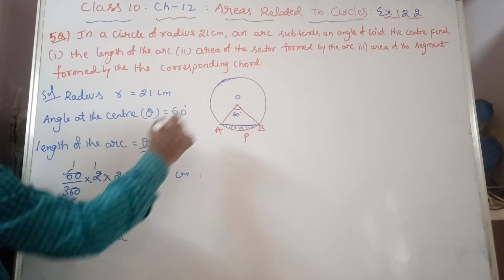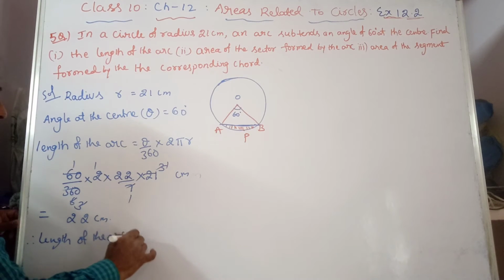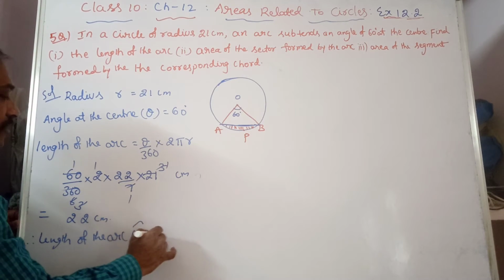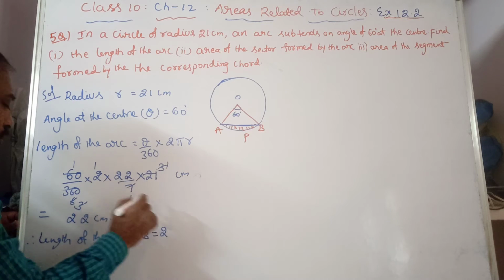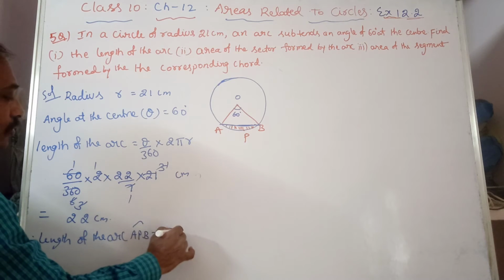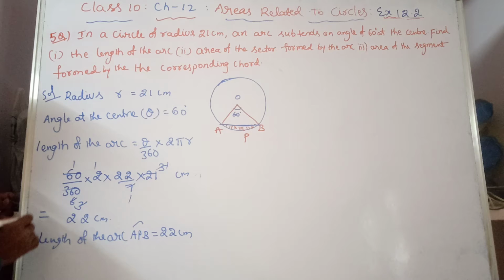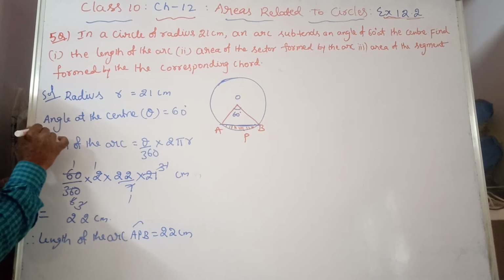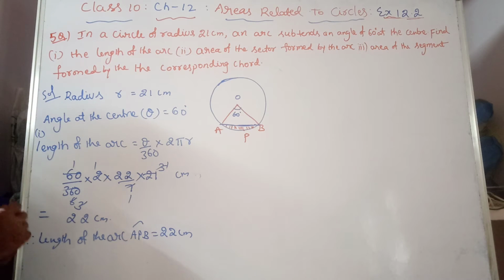What is the arc name? APB. Arc APB is equal to 22 centimeters. Length of the arc, this is the first bit we calculated. Now we are moving to the second question.